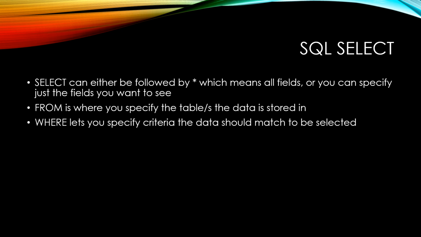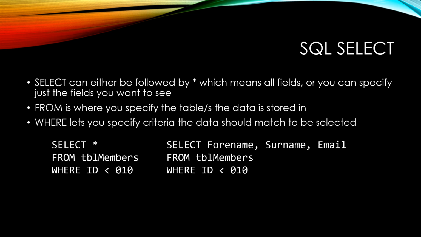If we look at some examples, select star from table members where ID is less than 10 would select all fields, that is ID, forename, surname, address, and email from the table members for all of those records where the ID is less than 10. This second example would only select the fields forename, surname, and email, so we wouldn't see the results for the ID field or for the address field.